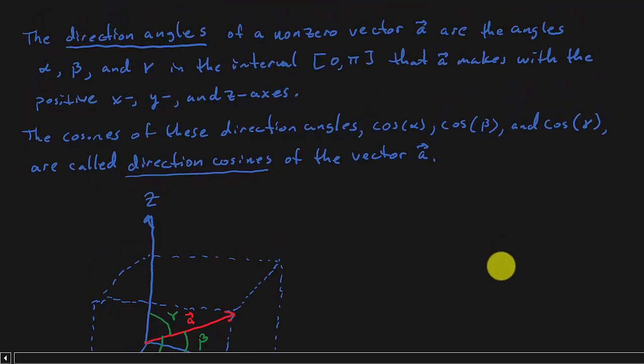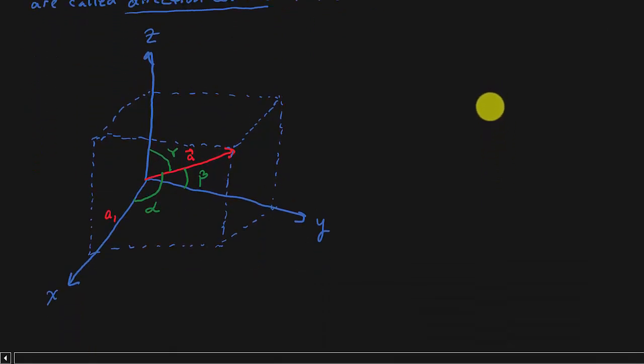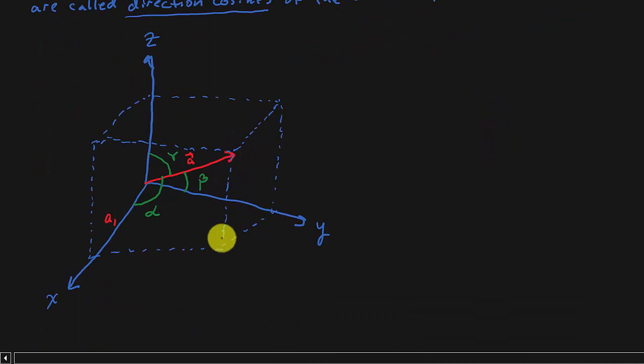All right, so let's look at a picture. So here I have vector A, okay, and you can see alpha, that's the angle it makes with the positive x-axis. Angle beta, that's the angle it makes with the positive y-axis. And angle gamma, that's the angle it makes with the positive z-axis.